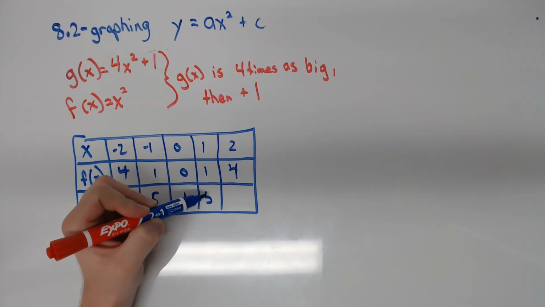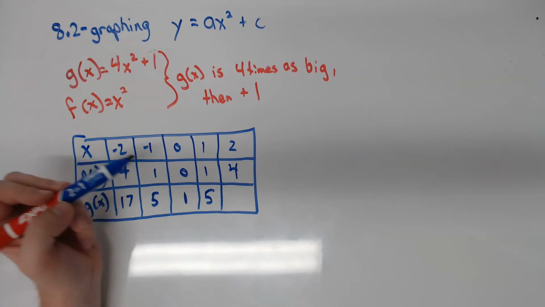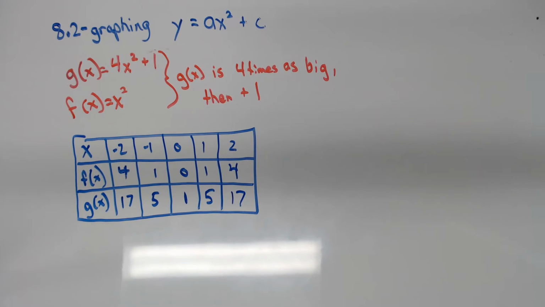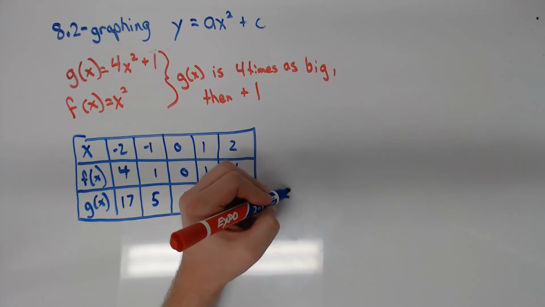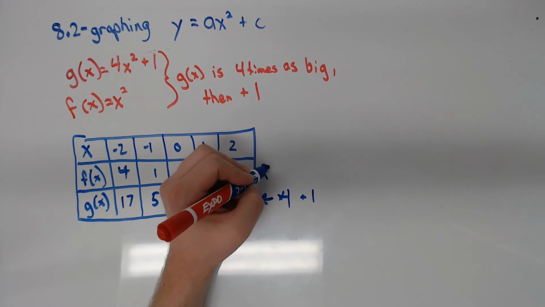And then it's going to be symmetric over here. 1 times 4 is 4, plus 1 is 5. 4 times 4 is 16, plus 1 is 17. So g of x got quite a bit bigger. It ended up being times 4 plus 1. And this is just normal parent function.